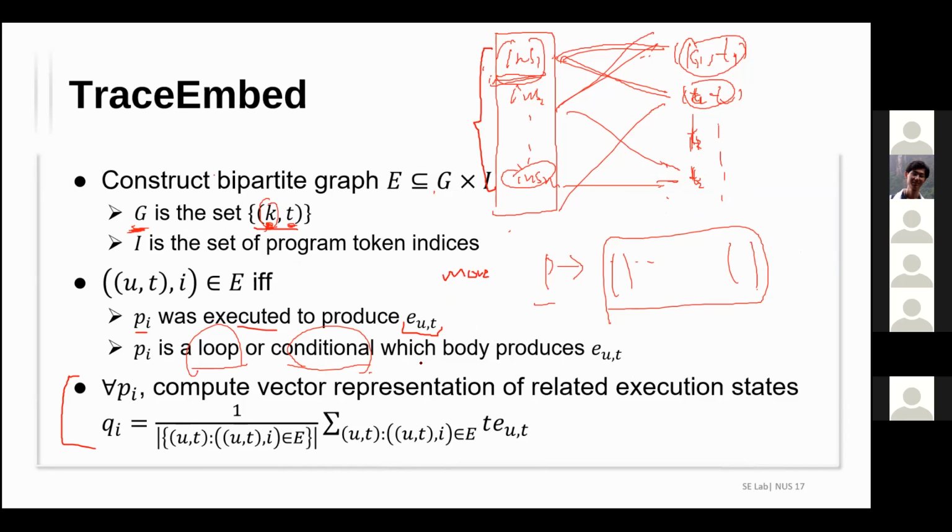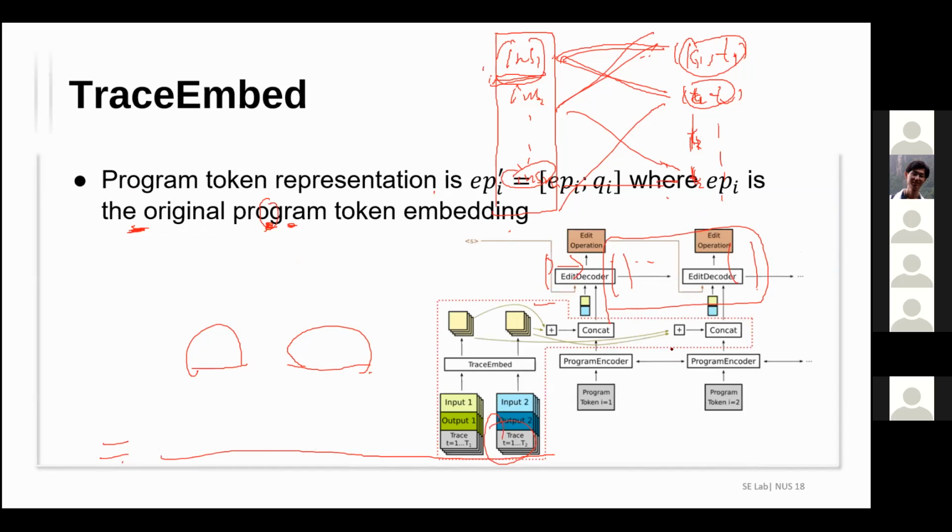Because you can see this QI, right? This QI can be calculated based on the embedding of the trace. Yes. So there's no need for an additional embedding of the program. Yes, that's why there's no program embedding, but when you pass it on, you will still need to concatenate the program. Okay, I understand. Okay, yeah, I got it.